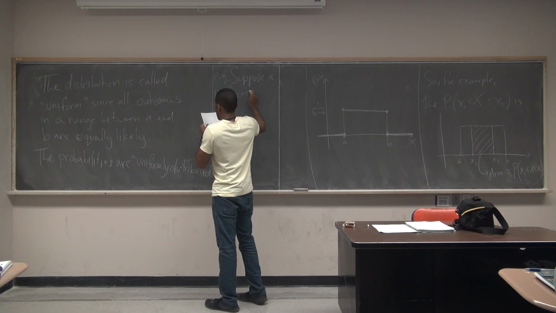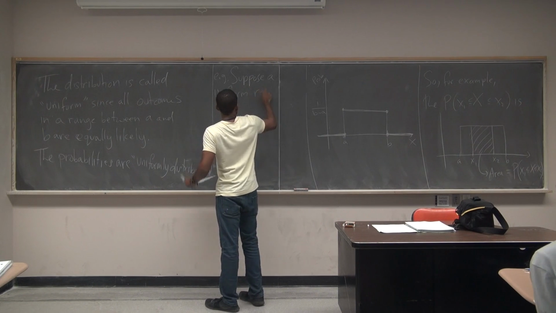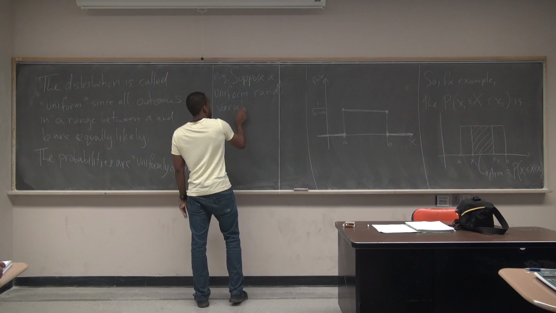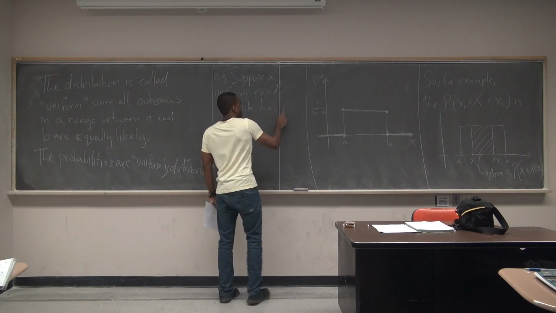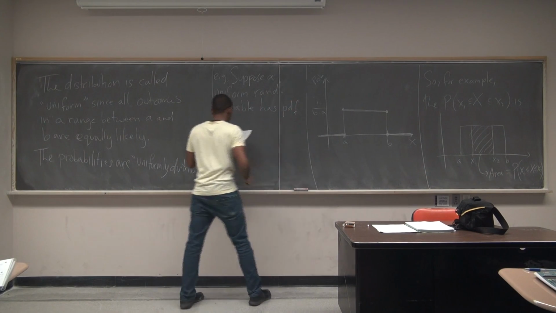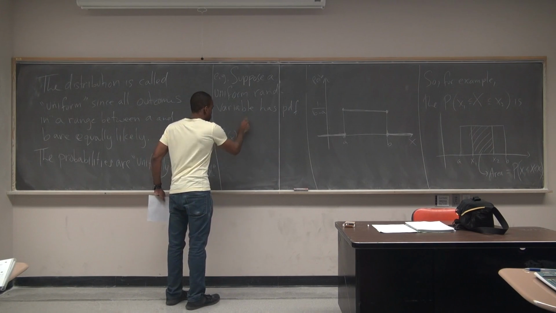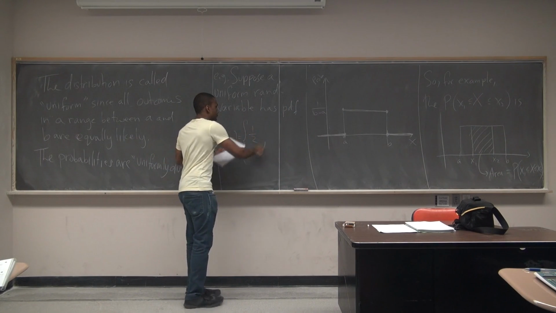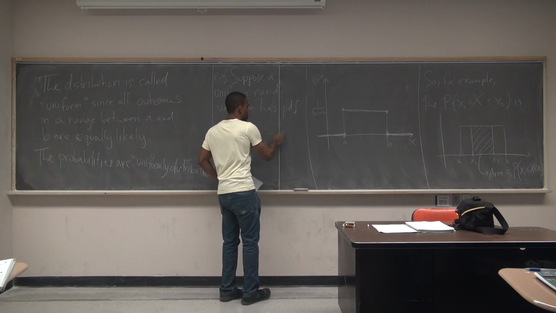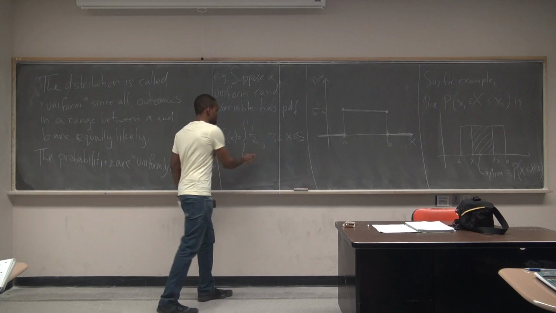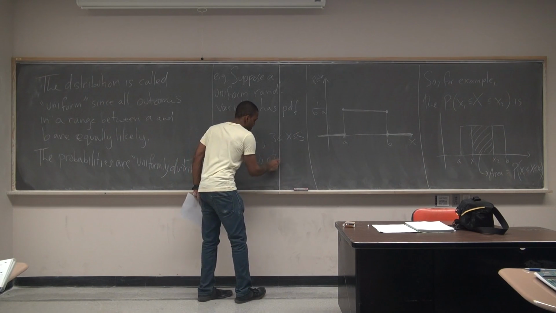Suppose a uniform random variable has PDF. This is the function that gives the probabilities. It's a half when my x value is between 3 and 5, and it's 0 otherwise.